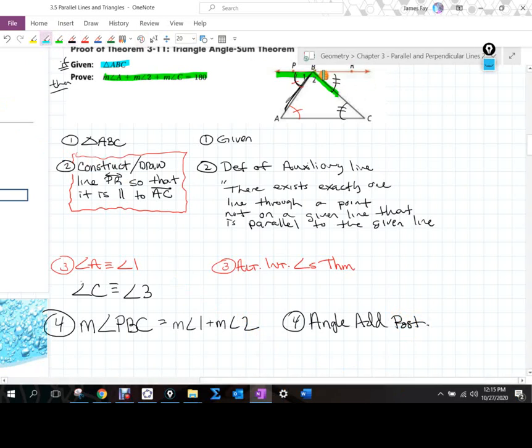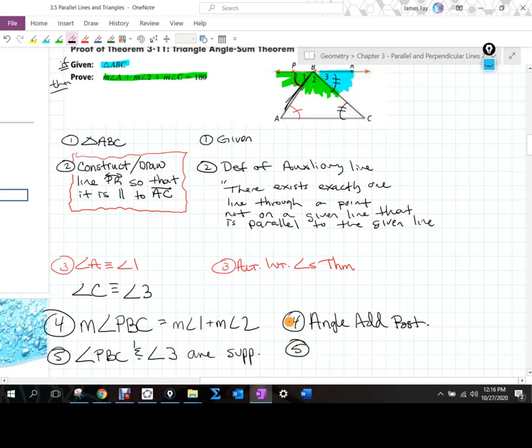Okay. In a moment, you'll see the purpose of doing that. But now, what can you tell me about that green angle that we've highlighted up here and that blue angle? They're supplementary. So step 5, let's write it this way. Let's say that angle PBC and angle 3 are supplementary.